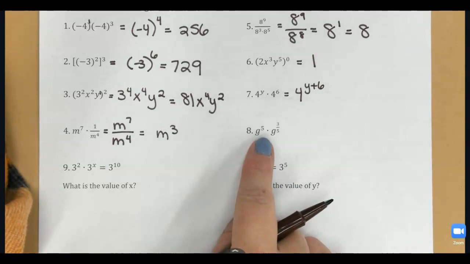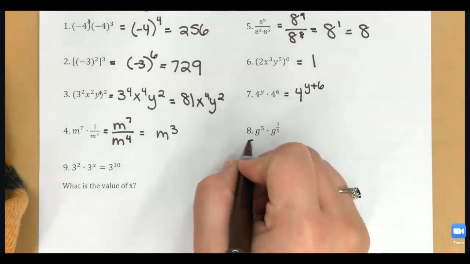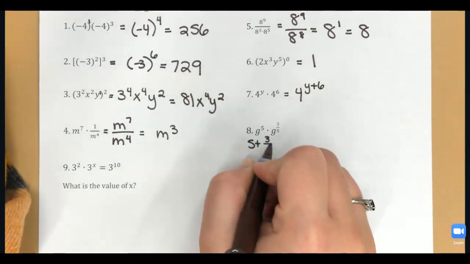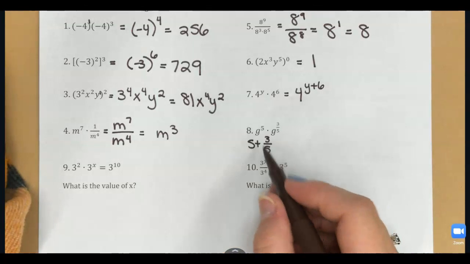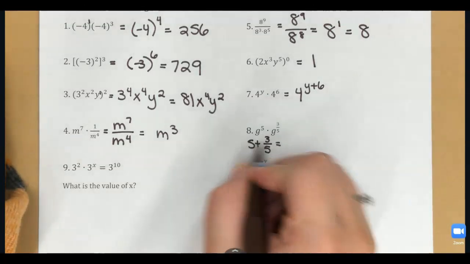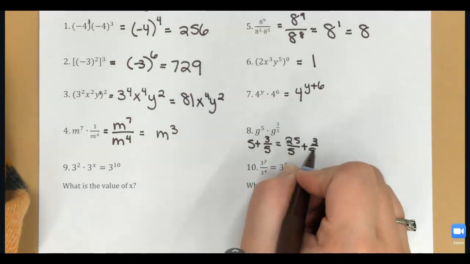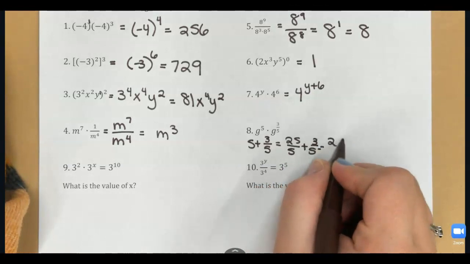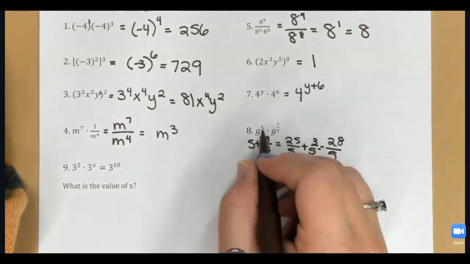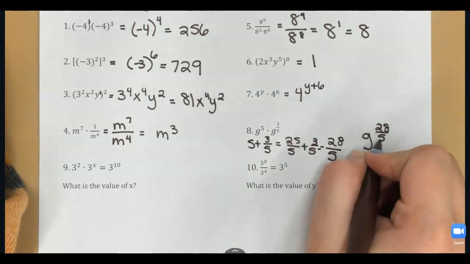Okay, on 8, again, I have my product rule, so I'm going to be adding my exponents. So I need to add 5 and 3/5. Now, this one's a fraction, so that means I need a common denominator. That common denominator can be 5, so this is going to be 25 over 5 plus 3 over 5, which gives me 28 over 5. So my final answer is G to the 28 over 5 power.